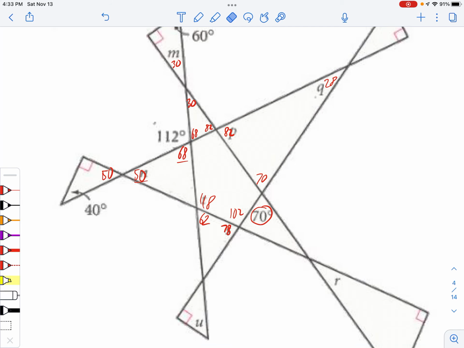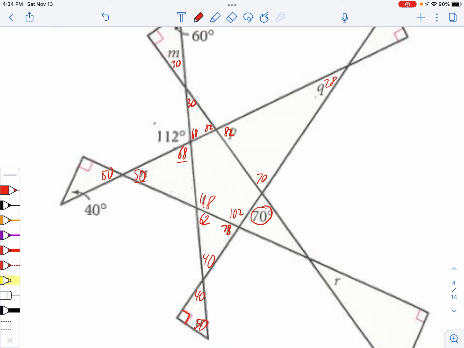Now I'm going to erase that. Now I've got this smaller triangle right here. Again, two of the three angles, easy to get the third. 78 and 62 is 140. 40 more to make 180. Vertical angles to get this one. That gets me to angle U, which has to be 50 because I've got the 90 and the 40.